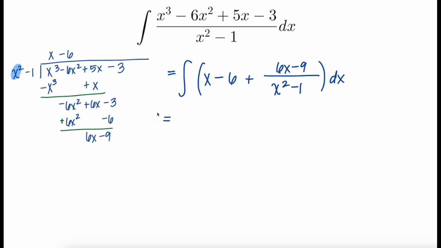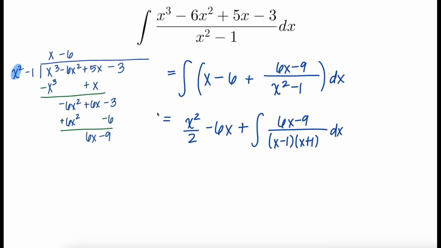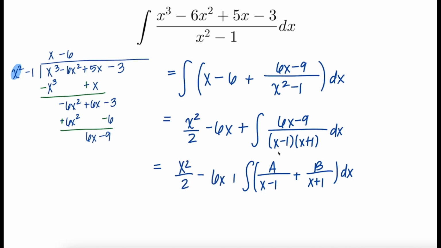The integral of x is x squared over 2. The integral of this minus 6 term is just negative 6x. But then we're integrating 6x minus 9 over, let's factor the denominator, x minus 1 times x plus 1. So it's at least going to be a nice one, where we have the integral of a over x minus 1 plus b over x plus 1 dx. And then we bring down our first two terms. So now our job is to find the values of a and b here.